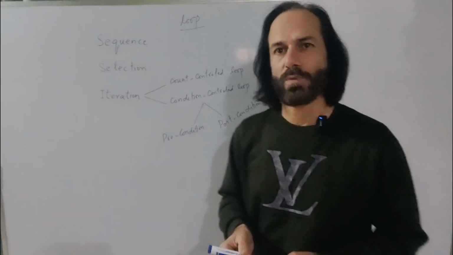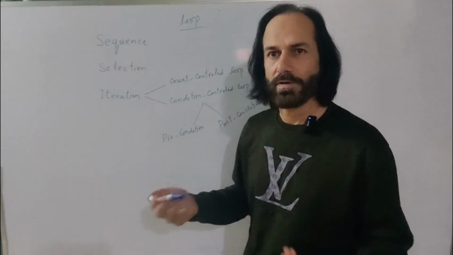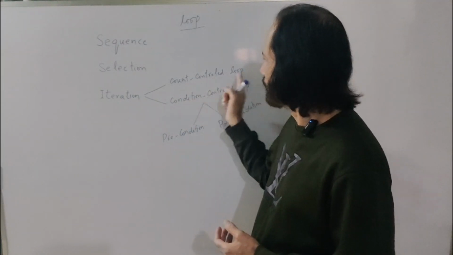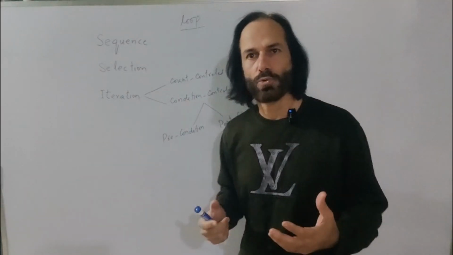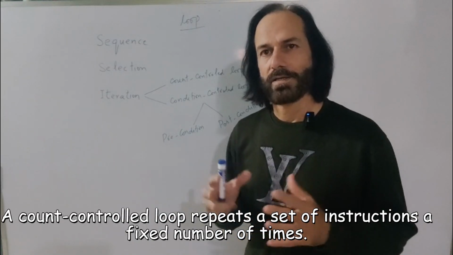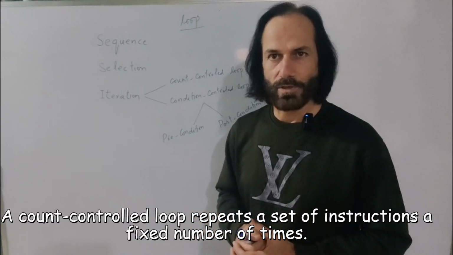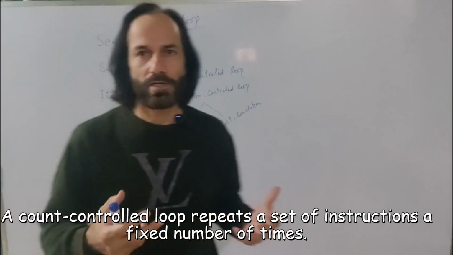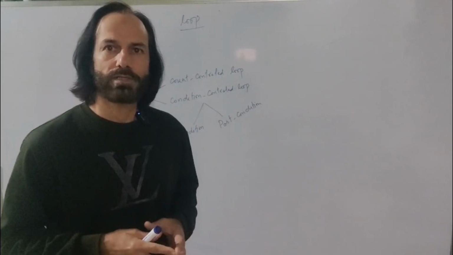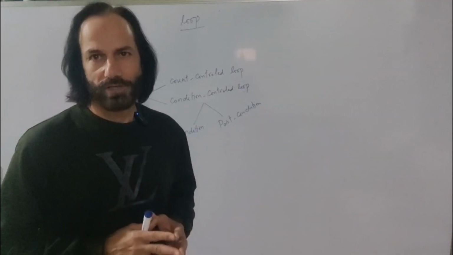Now let me explain one by one the meaning of these different types of loops or iterations. Number one is the count controlled loop. This loop will run for a fixed number of times. That means the number of repetitions must be known in advance. For example, if you are asked to repeat a statement 10 times, you already know how many times you are going to repeat that statement.